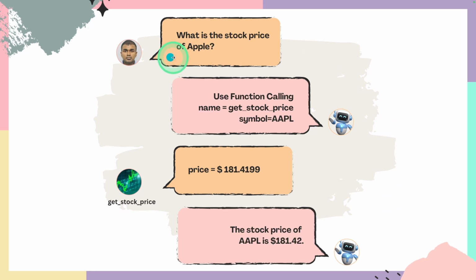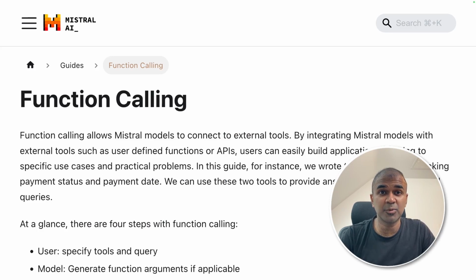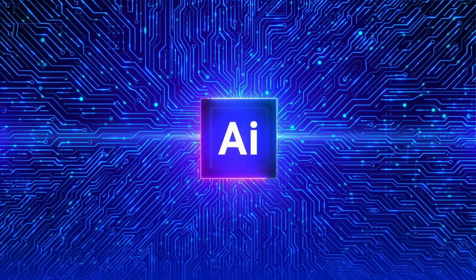So when I ask what is the stock price of Apple, the Mistral model will use the function calling method, then that is passed to the get stock price application which you have created, and your tool responds with the price. Finally, the large language model, that is Mistral, is able to respond with the accurate stock price of Apple. That's exactly what we're going to see today. Let's get started.